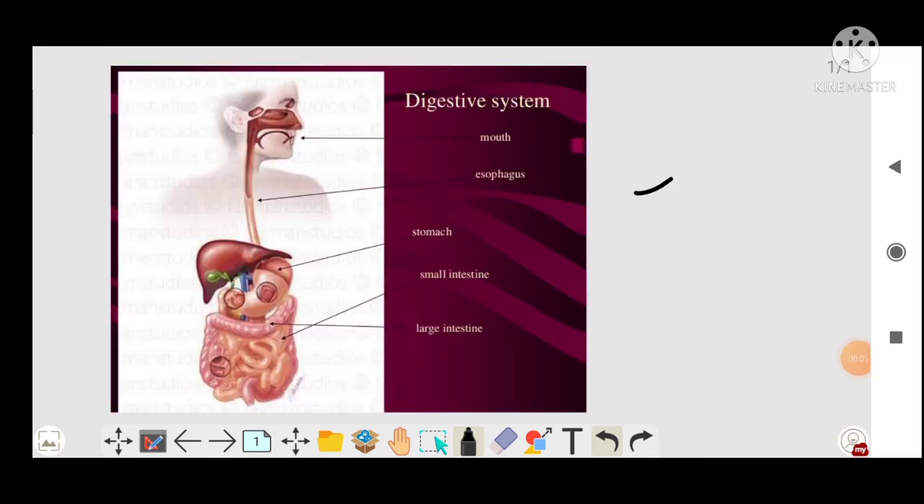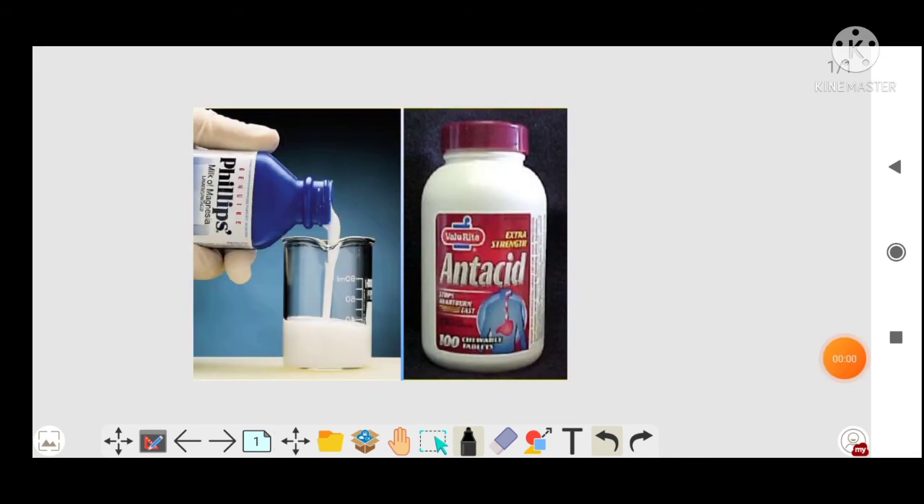So this is our digestive system: mouth, esophagus, and this is the stomach, where HCl production occurs, and that helps in digestion of food. But too much production of acid causes irritation and pain, and to get rid of this we can use antacids, that is bases, which neutralize the acids and relieve pain. And this is the small intestine, this is the large intestine.